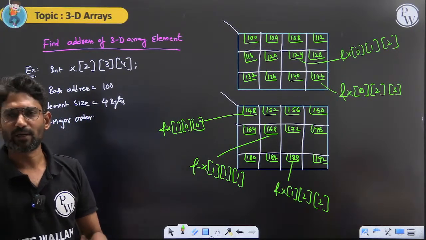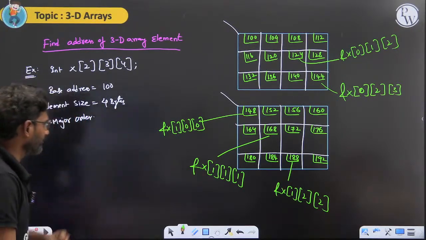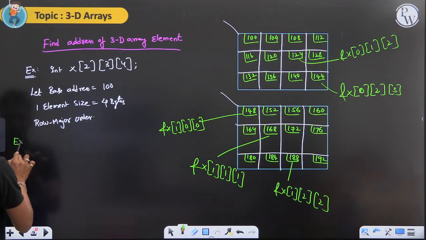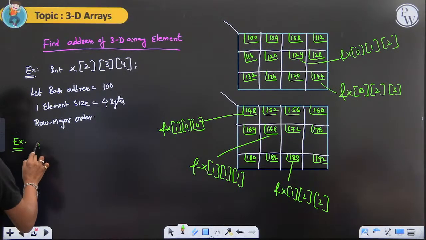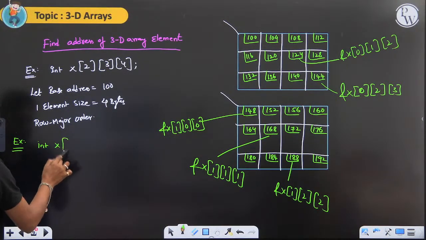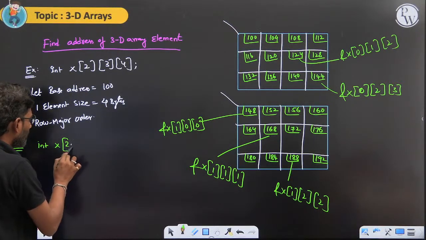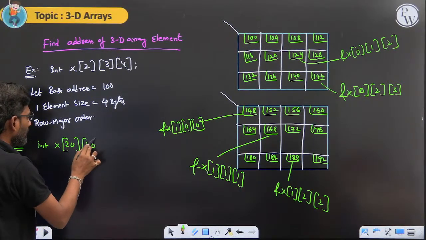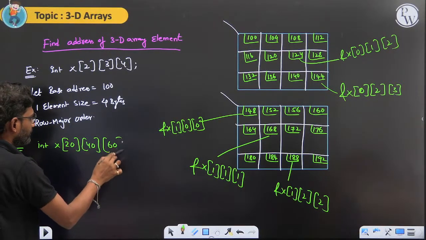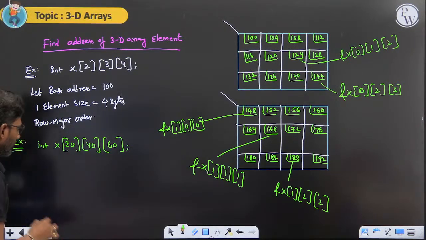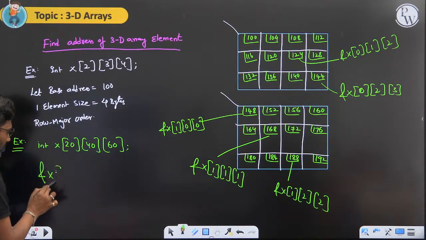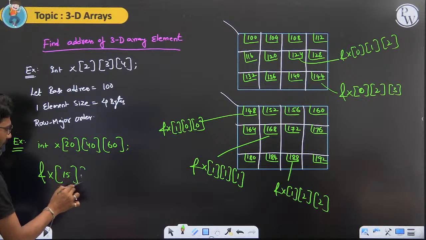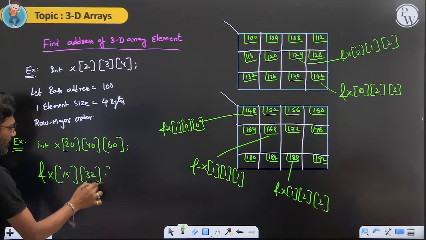That is what, Nishu, I am telling. What if I give int x of 20, 40, 60. Now I want the address of x of 15, 32, 48.